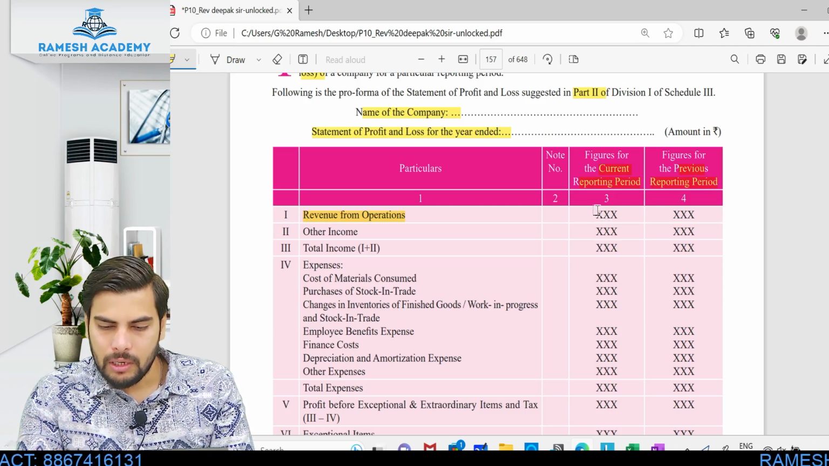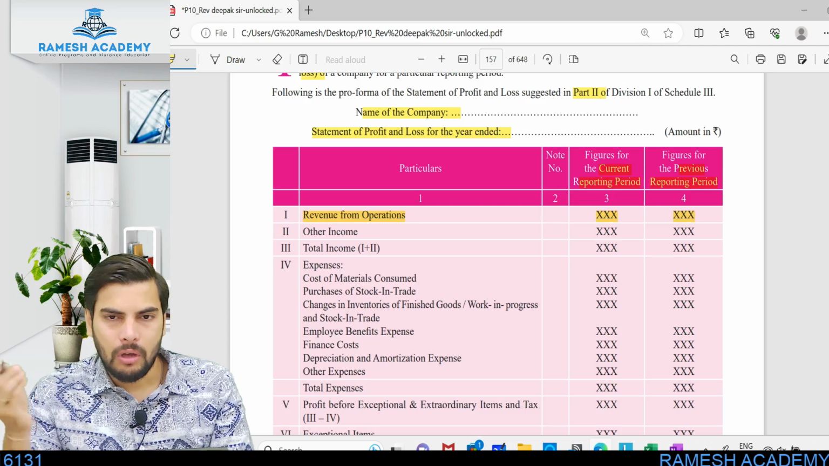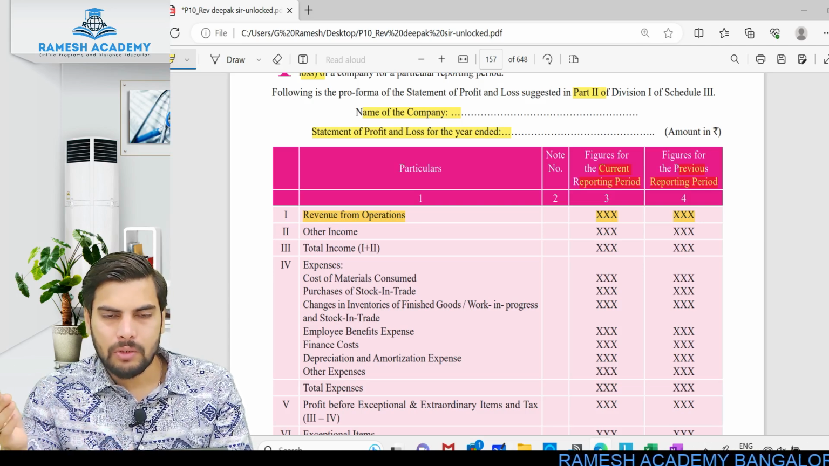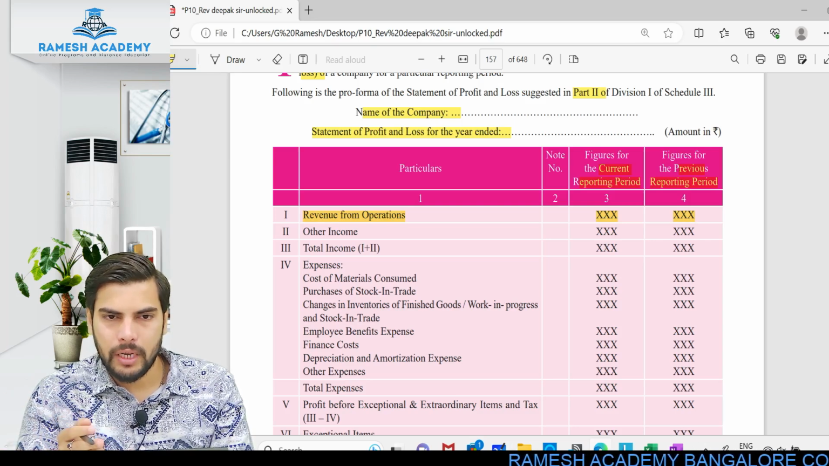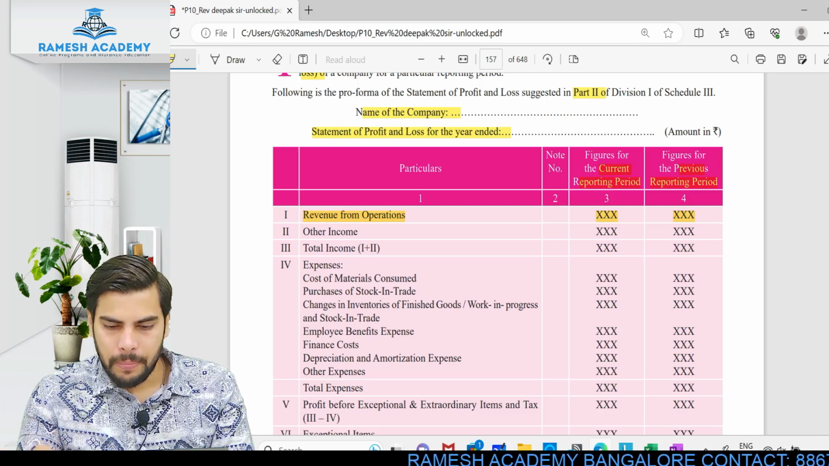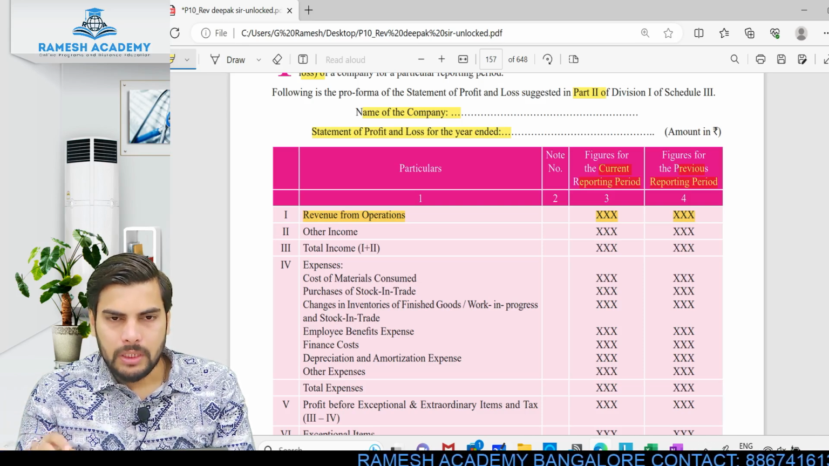So revenue for the current year, let's say it is 20 crore, last year it was 18 crore. So I can make out when compared to last year it is increased by another 2 crore. Last year it was 18 crore, this year it is 20 crore. So it is increased by close to 11%. Clear? So revenue from operation, this would be the first thing.